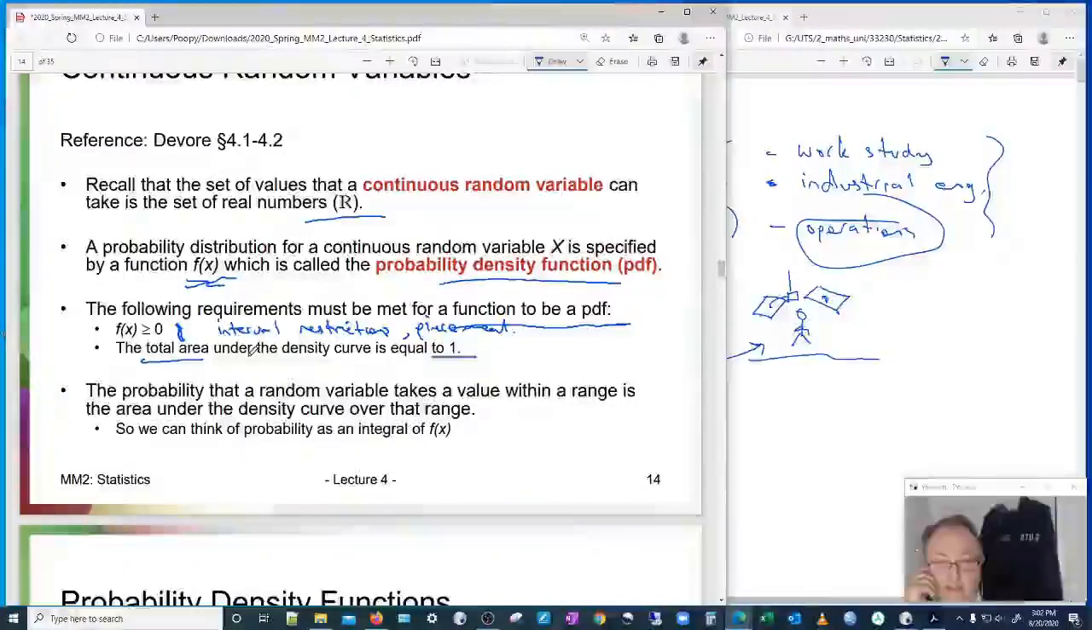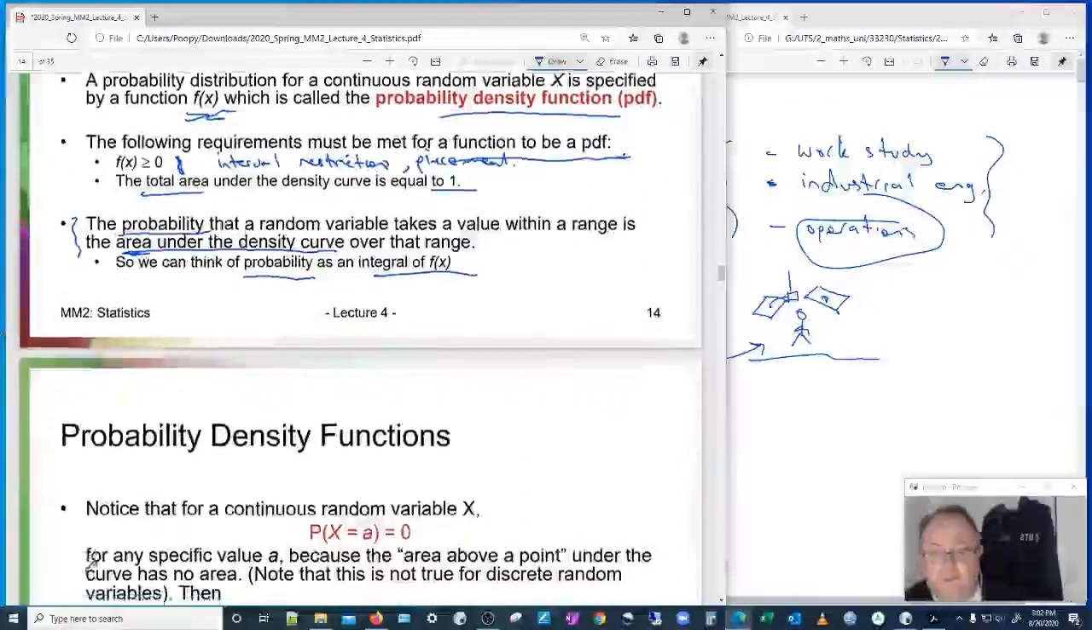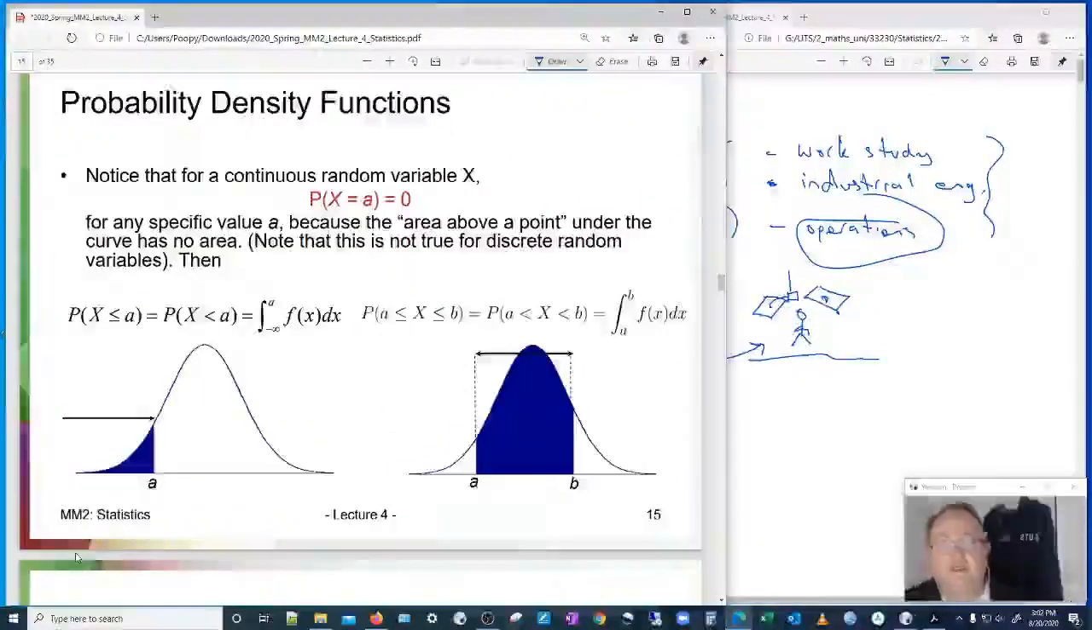The probability that a random variable takes a value within a range is the area under the density curve. So probability and area under the curve are the same thing, two forms expressed in a different way. So we can think of probability as an integral of f of x. Probability is the area under the density curve. It has to be a PDF, and so we need means of computing the area. Now it's not always possible to do that, and I'll have some more to say about that next week. But for now, let's have a look at what the implications are.